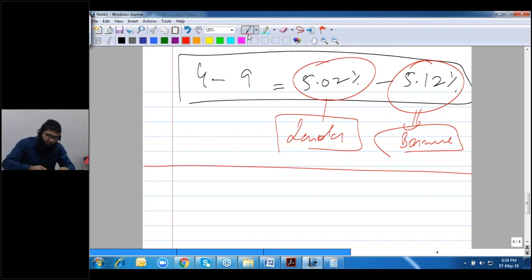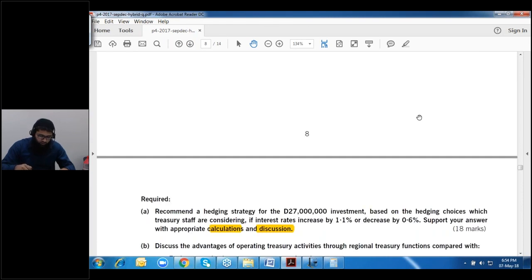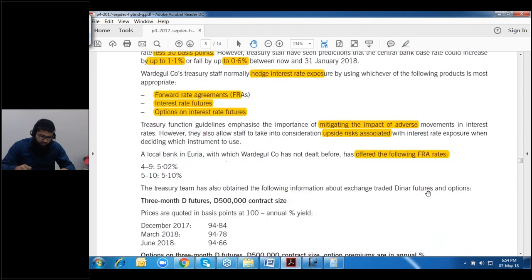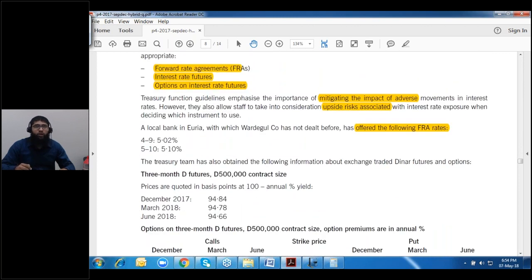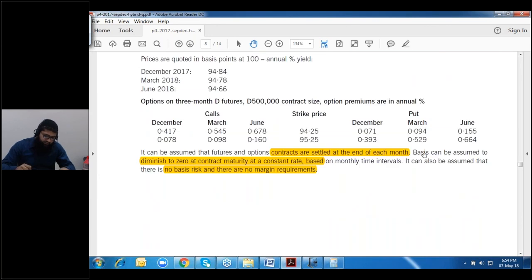Now, if I discuss further, the question requested us to recommend a hedging strategy based on the hedging choices. So what we have done up till now is we have only talked about the forward rate agreement. We are now going to talk about interest rate futures, and how they actually operate. So let's have a discussion about the interest rate futures.